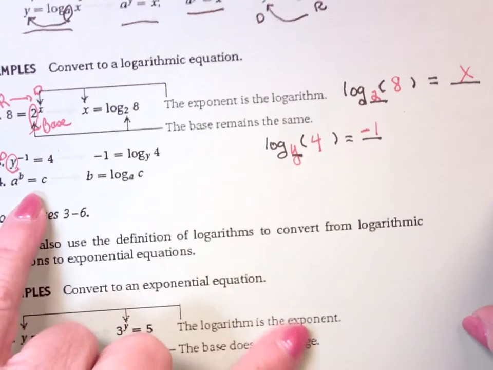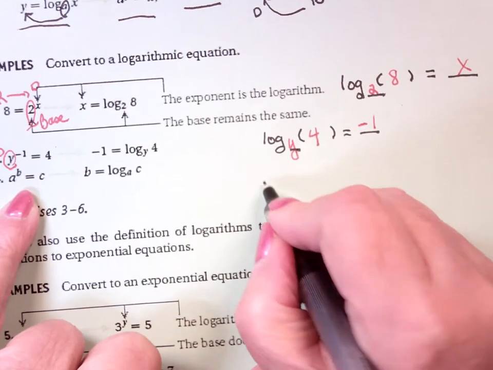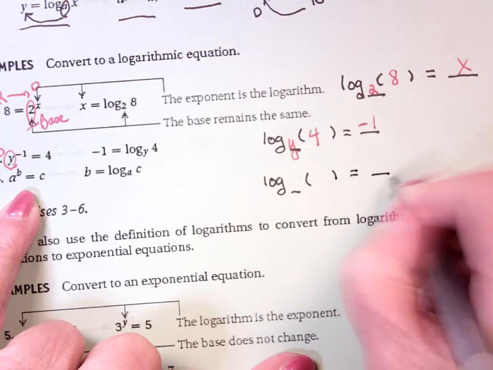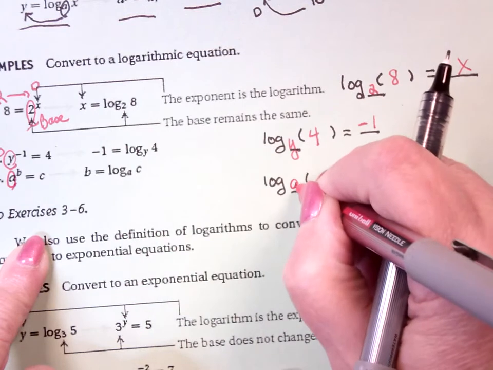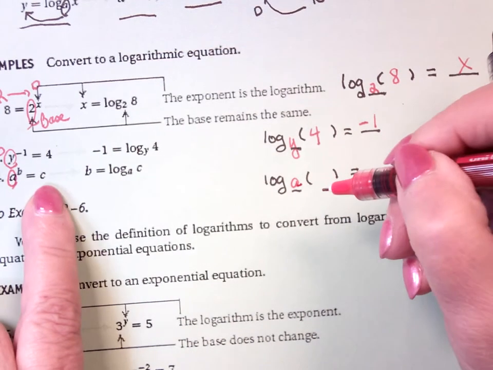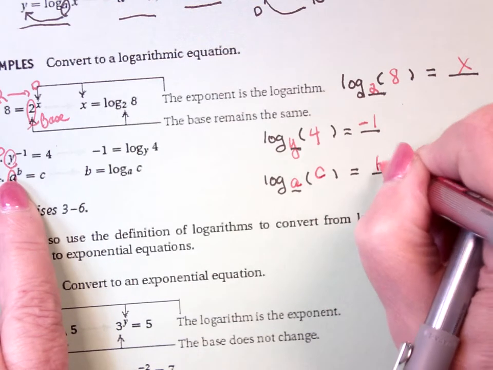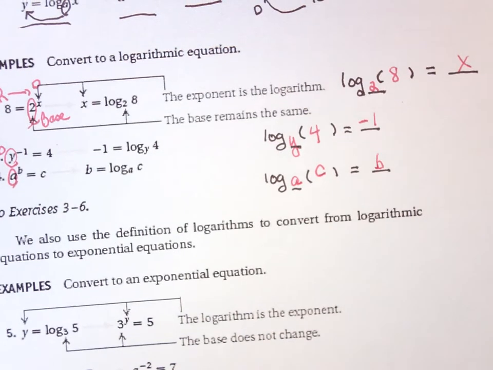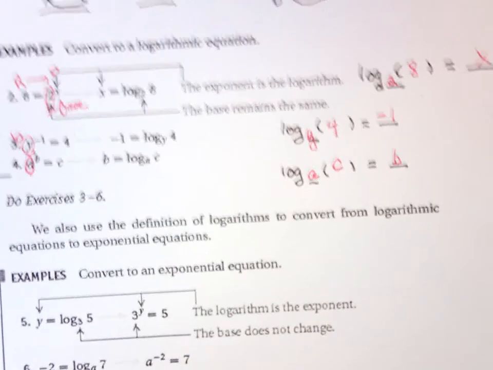If I have a to the b is equal to c, again: log, base, what I'm taking the logarithm of, end result. The base is the base is the base, so that's the easy part. Then I remember that the logarithm brings the range and returns it to the domain. Flips x and y. Now that, for me, is harder to do.